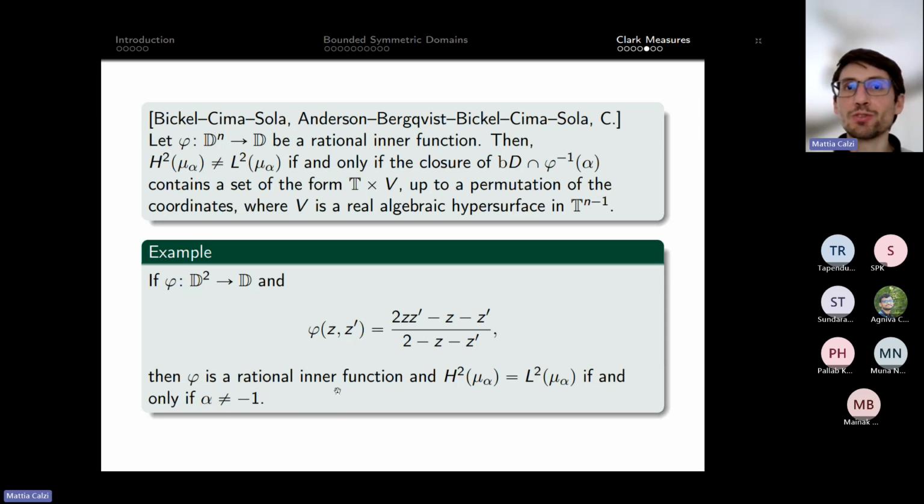Because if you take alpha equal to -1 and you take the numerator minus alpha times the denominator, so plus the denominator, you get a function which is 2zz' plus 2. Sorry, you get 2zz' minus 2z minus 2z' plus 2, which is a product of two functions which depend on one variable only. And so this object here, the zero locus, contains two tori, and so this fails.